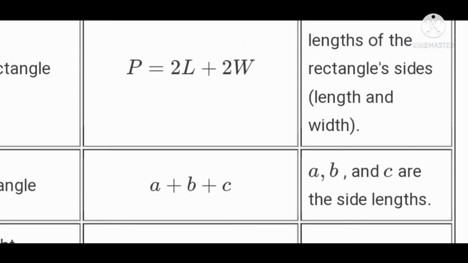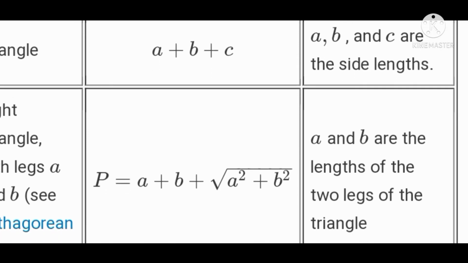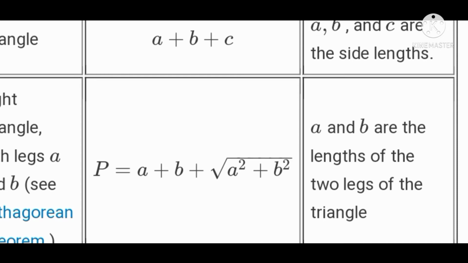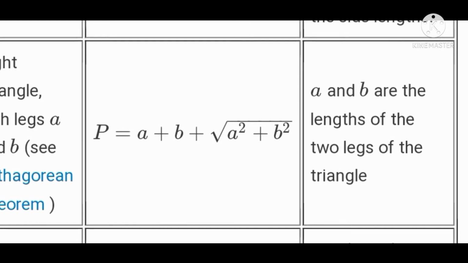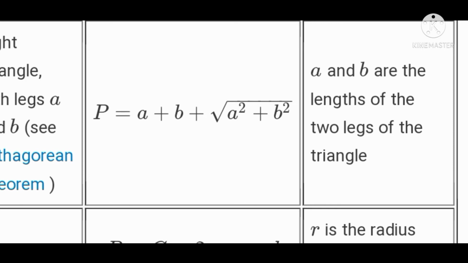If the shape is a rectangle, the formula is P equals 2L plus 2W, where L and W are the lengths of the rectangle sides, length and width. If the shape is a triangle, the formula is P equals a plus b plus c, where a, b, and c are the side lengths. For a right triangle with legs a and b, the formula is P equals a plus b plus the square root of a squared plus b squared, where a and b are the lengths of the two legs of the triangle.